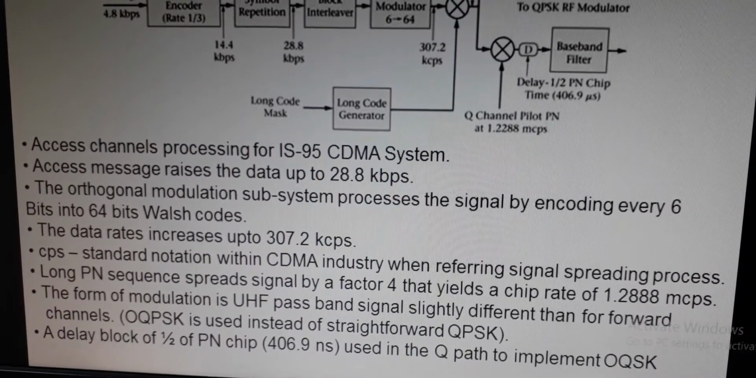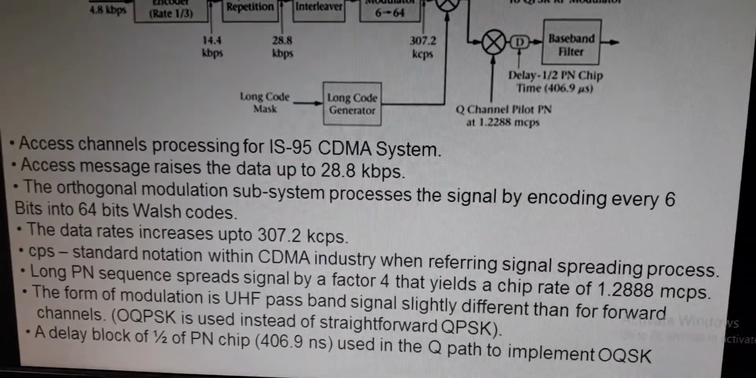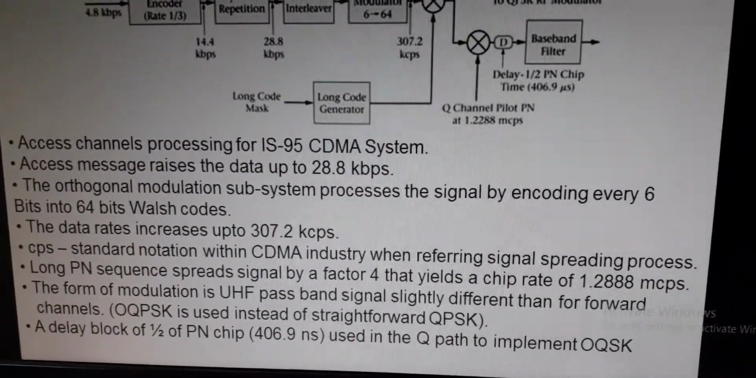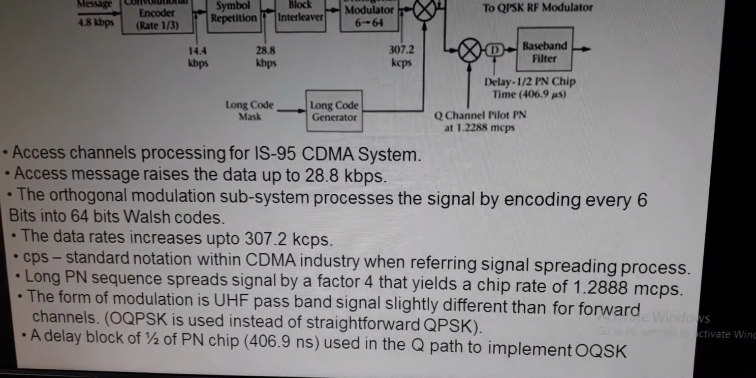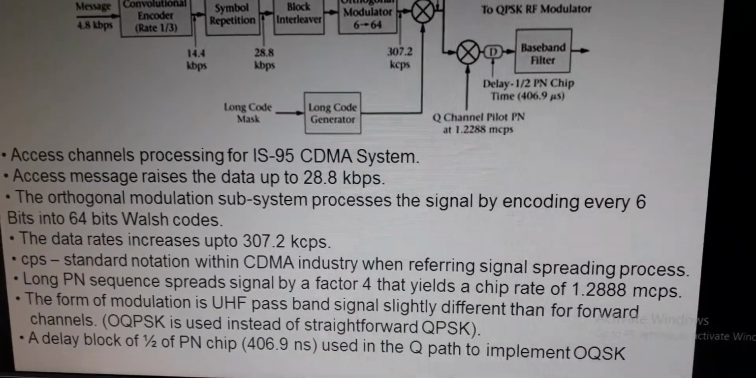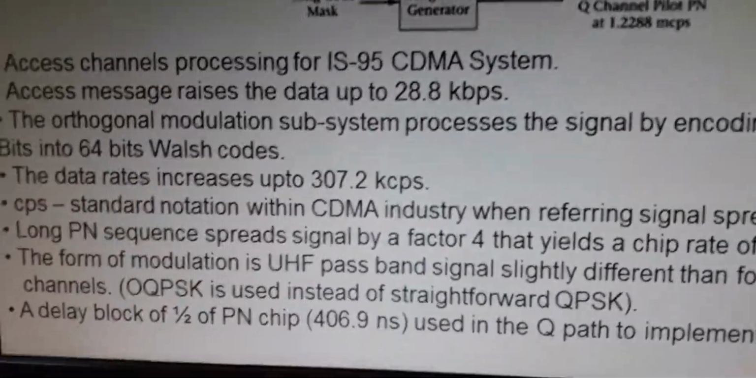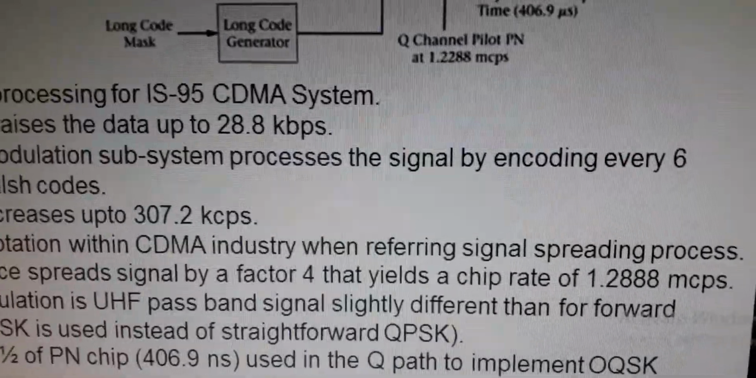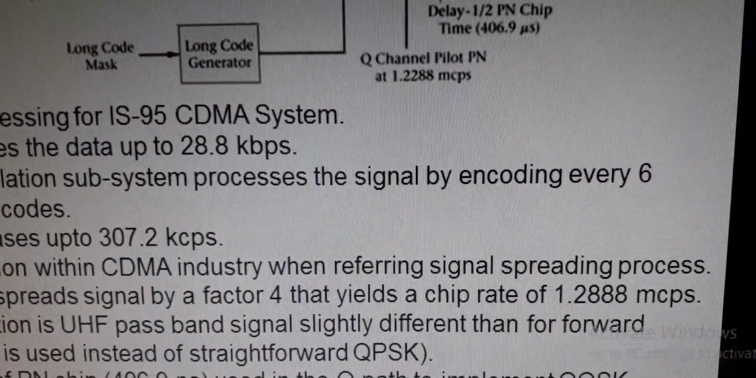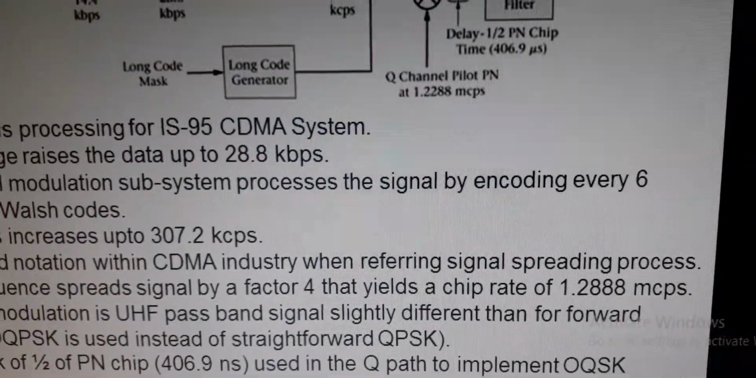Access messages rise up to 28.8 kbps after the symbol repetition block. Then encoding every 6 bits of this 28.8 kbps will result in 307.2 kcps. The standard unit that I am using is cps, chips per second. It's a standard notation in the CDMA industry. It refers to the spreading process. Then the long PN sequence yields a chip rate of again 1.2288 megachips per second.